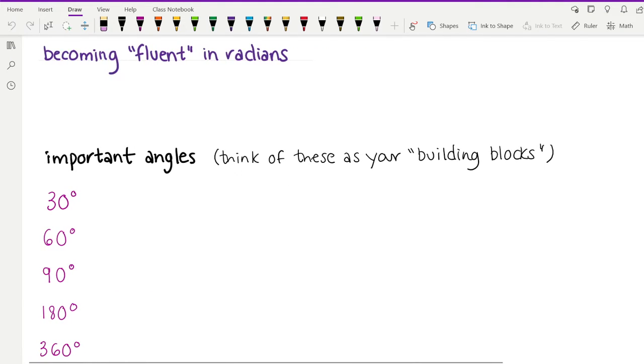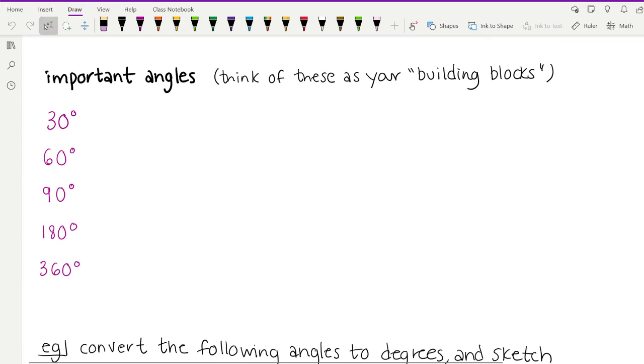So I want to start by looking at some very important angles, and we're going to think of these as our building blocks. These are the angles that we'll use to build up other angles in radians. Okay, so 30 degrees. I want to basically just convert each of these into radians. 30 degrees we already talked about earlier in this video, right? This is equal to pi over 6 radians. So how do I know that? Well, you could use the conversion, right? You could multiply 30 degrees by pi over 180 degrees and cancel out the degrees and simplify.